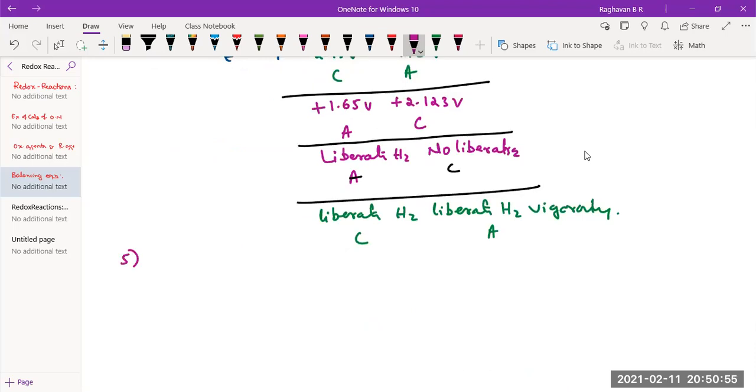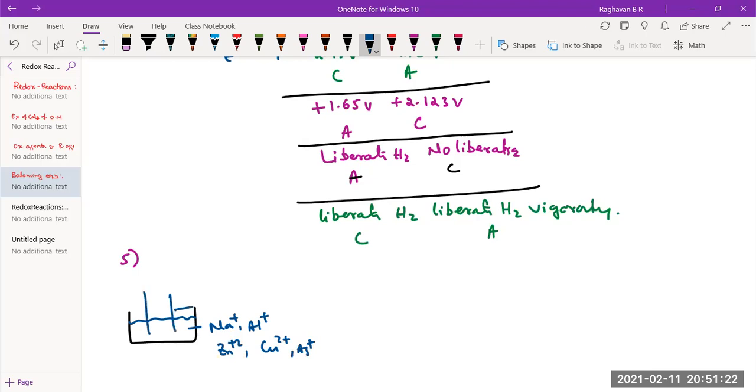Let's say there is a mixture of ions: say sodium, aluminum, zinc, copper, silver. This many ions are in the mixture. I want to pass electric current. Which metal ion gets reduced first? Can anybody tell me?